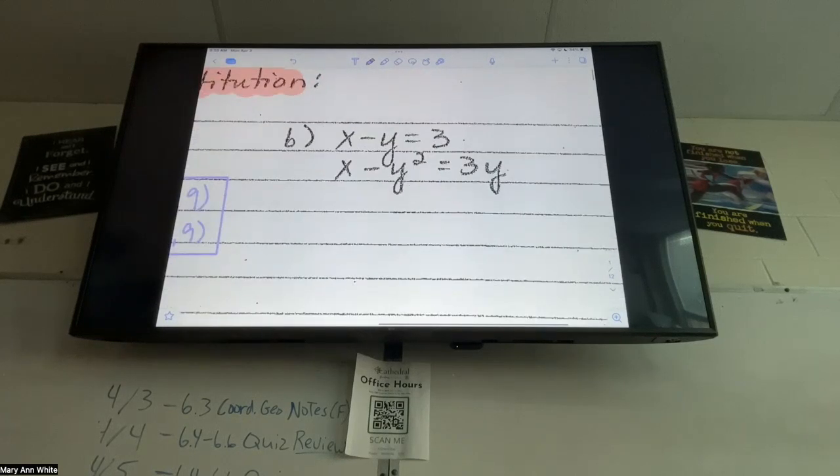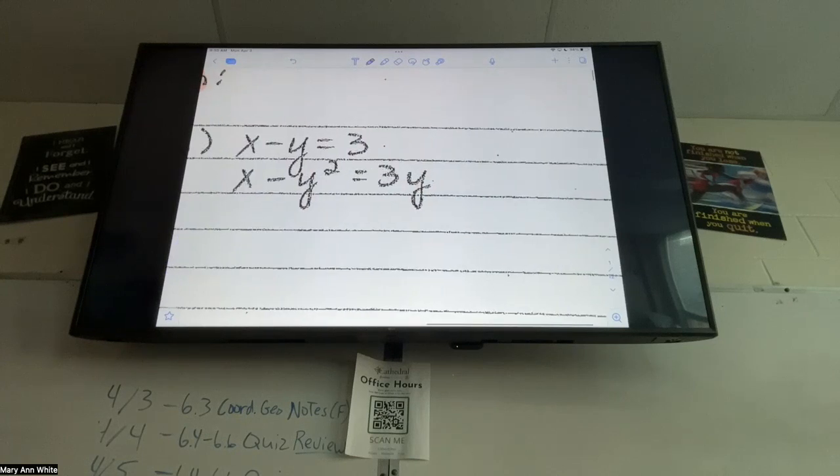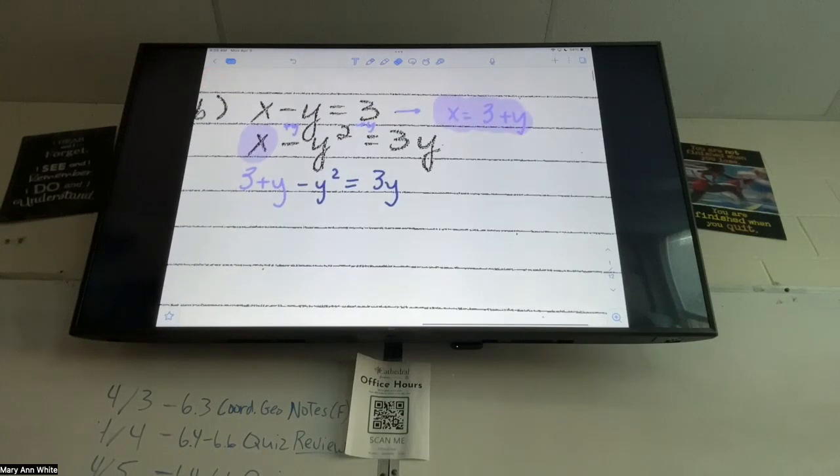Same idea. I'll do this one with you, and then I'll have you kind of try the other two on your own. I don't care what you do in order to solve, but you need to take one of the equations and simplify it to just equal one variable. So I'm probably going to take the first one. Let's add y to both sides. So I get x equals 3 plus y. And then we're going to substitute that in for my x over here.